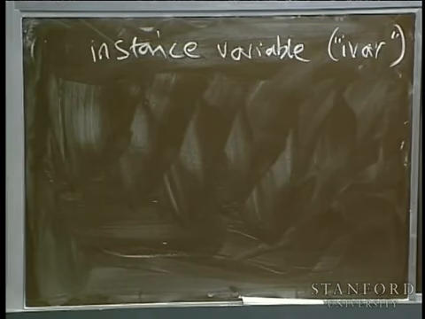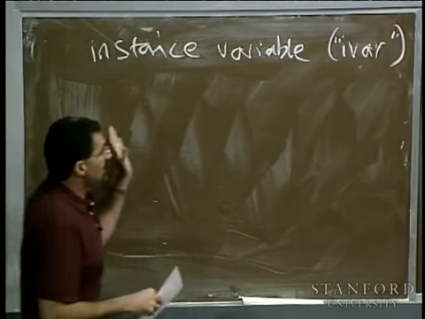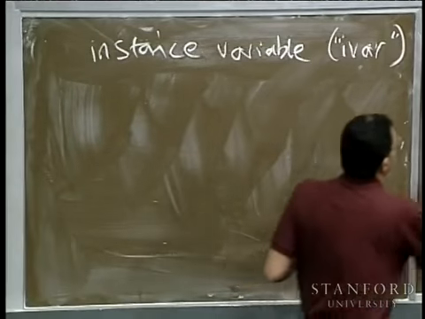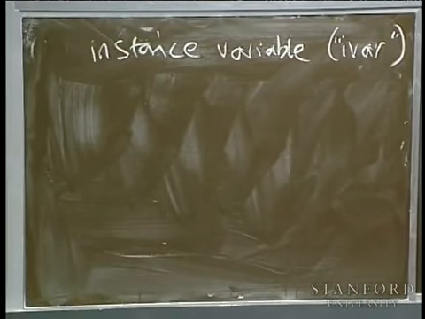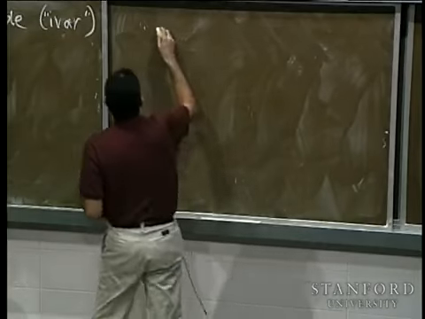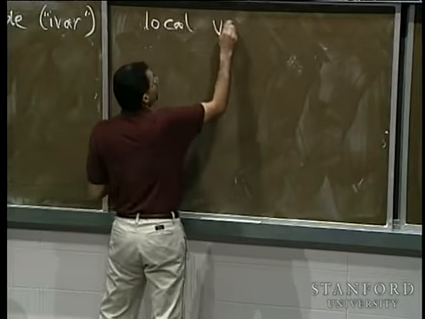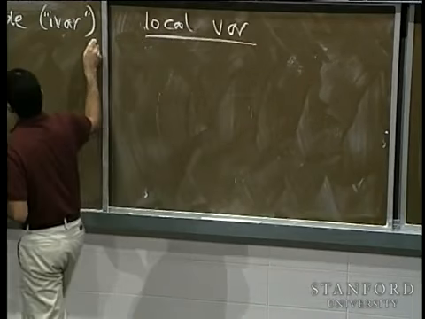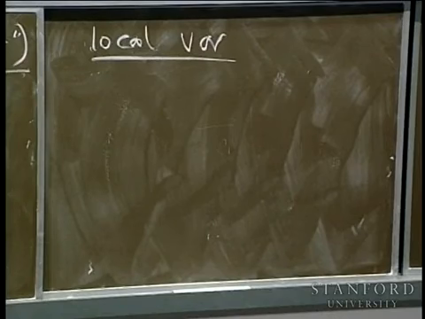So all methods can refer to the same variable. Now, let's contrast the notion of an instance variable with a local variable in terms of how they're declared, how we use them, what's going on, why we use them. So here's instance variable over here. Here's local variable over here, which I'll just call the local var. We don't call local variables LVARs. We just call them locals. And instance variables are IVARs.